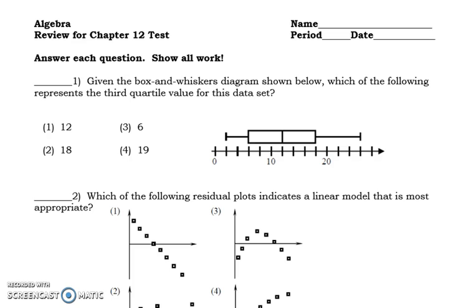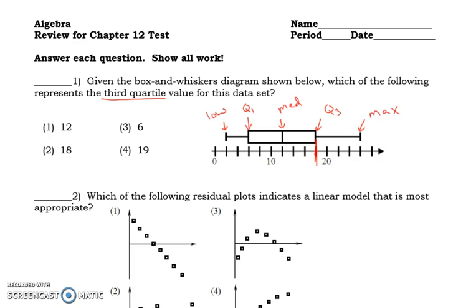So in example 1, they're given the box and whisker plot diagram as shown below. Which of the following represents the third quartile for this data set? Now you need to know what each value in the box and whisker plot represents. So the first point is the minimum data value. The start of the box is the first quartile. The line somewhere in the box is the median. The end of the box is the third quartile, and the last data value is the maximum point in the data set. So if they're looking for the third quartile, they're looking for this point right here.